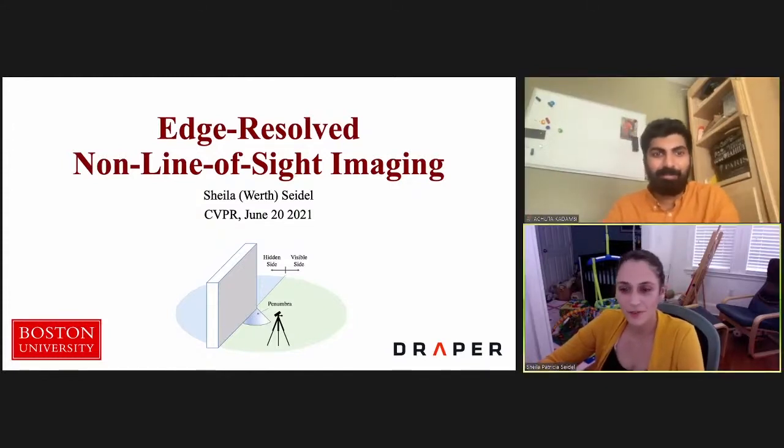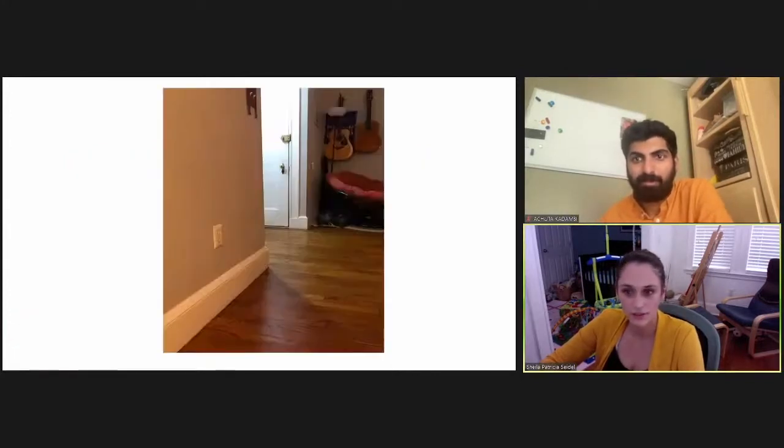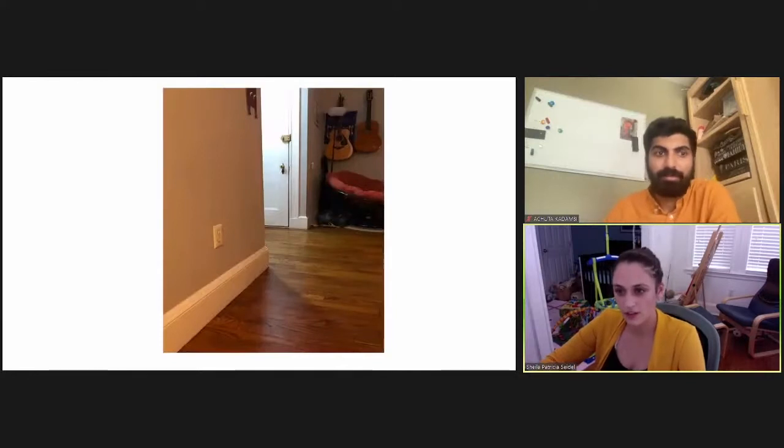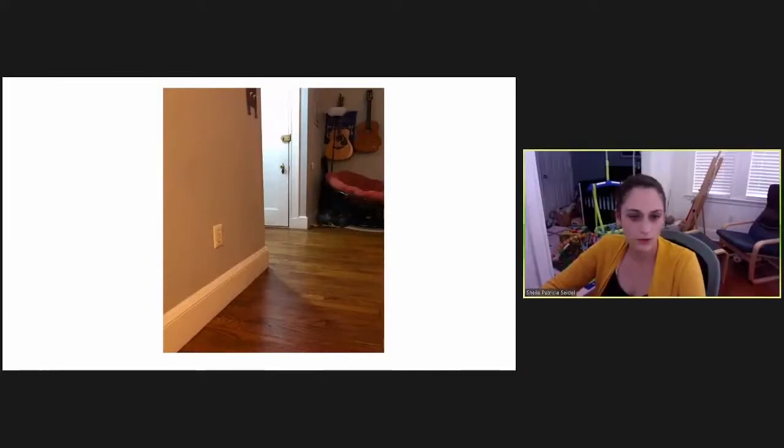Okay, hi, I'm Sheila Seidel, and I'm going to talk about the vertical edge occluder as a powerful tool for forming non-line of sight images. So I just want to open by asking everyone a question: do you think we should be able to form a reconstruction of what's going on around this corner using a photograph of what's in this green box? This is exactly the kind of imaging that's enabled by the vertical edge occluder.